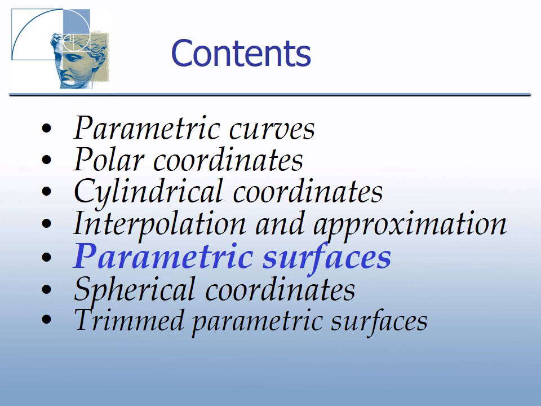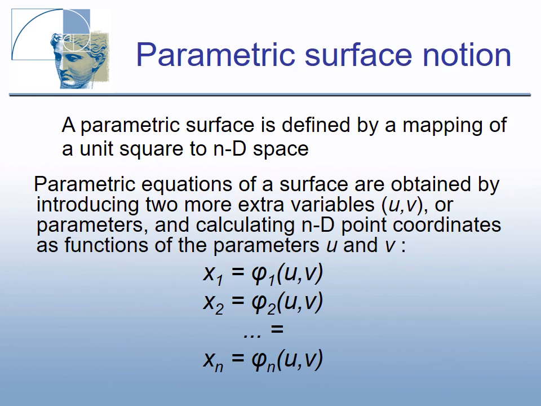Now we go one step up in the shape dimension and we'll discuss parametric surfaces. In general, parametric surfaces are defined by mappings of a unit square to n-dimensional space. Parametric equations of a surface are obtained by introducing two extra variables, u and v, or parameters, and calculating n-D point coordinates as functions of these parameters. The mapping is defined by means of the shown parametric equations.